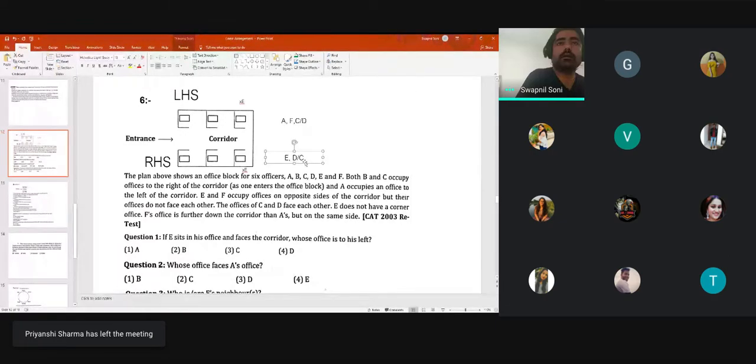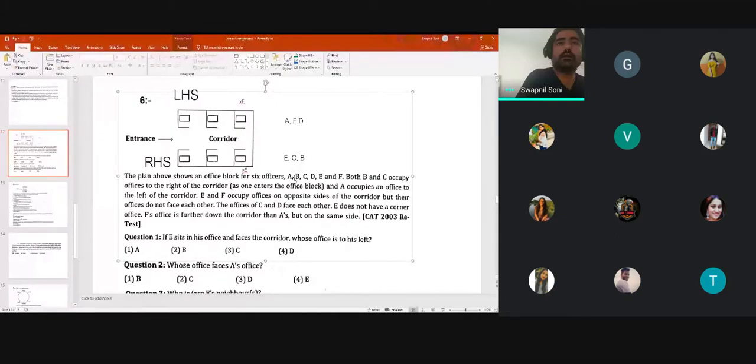So we have this directly to this. E is also here. So I can remove E from this equation, C from this equation. So now it's clear that A, F and D are on the left hand side. E, C and B are on the right hand side.